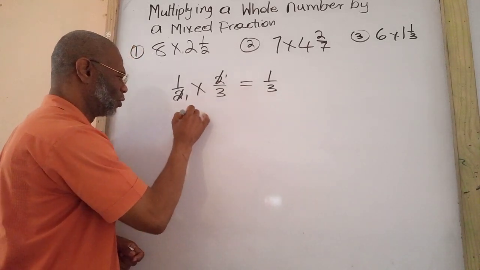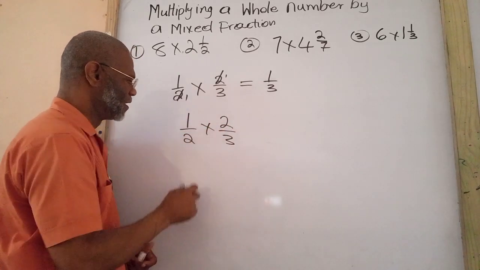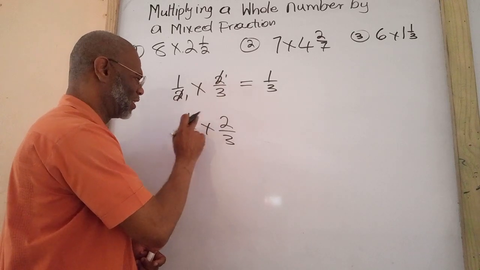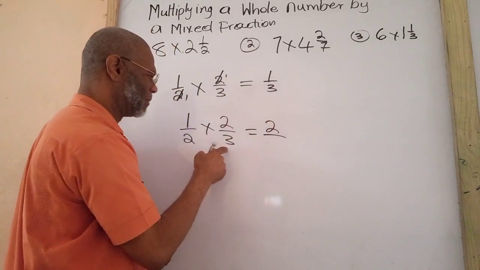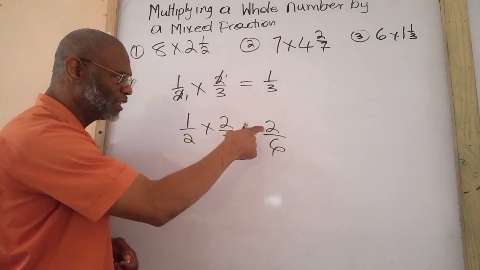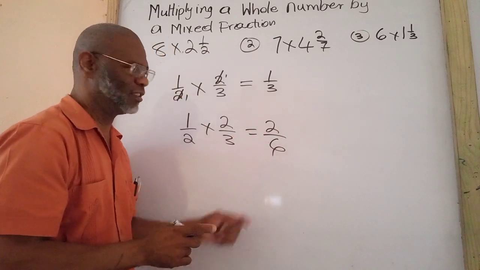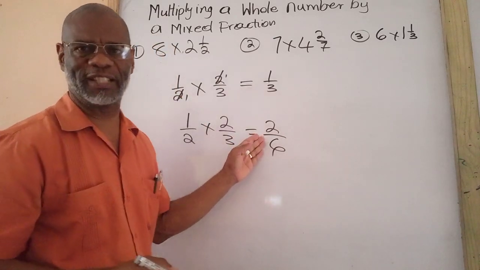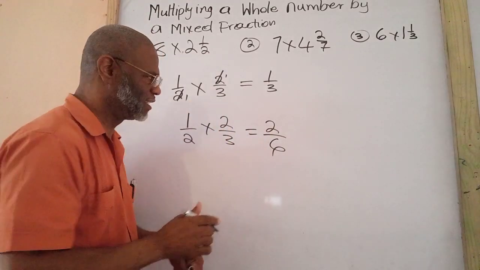So let's do that. We have 1/2 times 2/3. So if I multiply the numerators, I have 1 times 2 is 2, and 2 times 3 is 6. Good? Now this 2/6 is equivalent to what? Right? When we are writing this in its simplest form, right? So we can cancel. We call that cancellation, right?